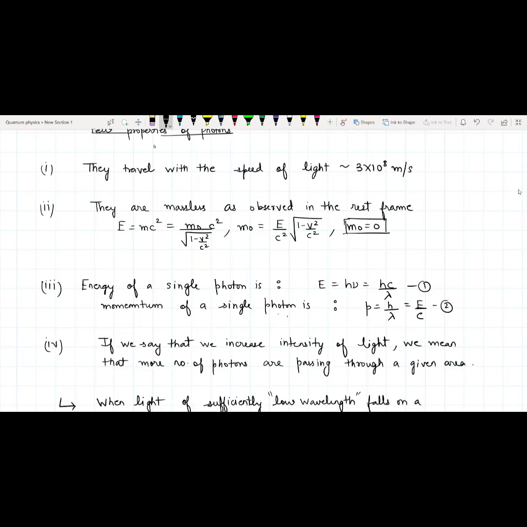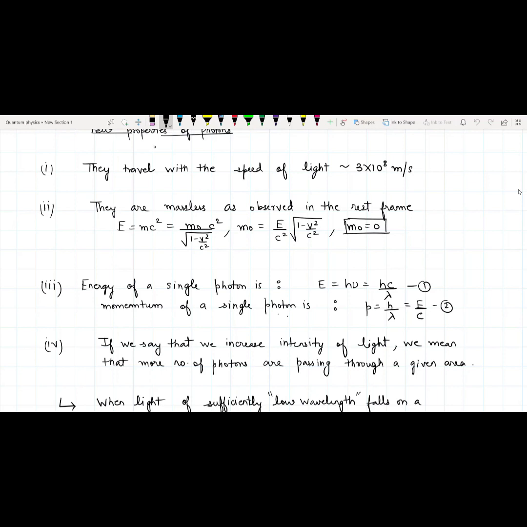The third point which I would like to emphasize is that the energy of a single photon is E is equal to h mu. As I already discussed, every photon has its energy as well as its linear momentum. So here we can see that the energy of a single photon is hc by lambda, and the linear momentum of a single photon is p is equal to h by lambda. We have defined both energy as well as linear momentum. This h by lambda value can be substituted from above as E by c, and we have the relation between the linear momentum and the energy, that p is equal to E by c.